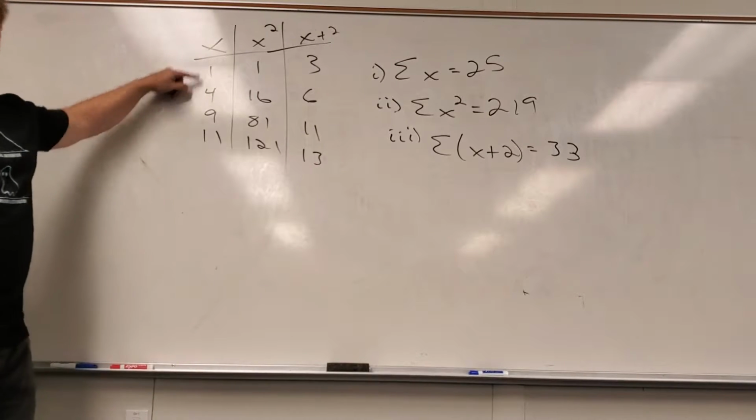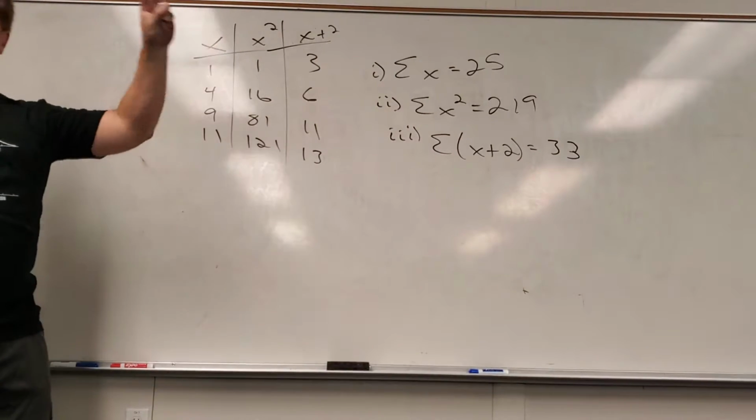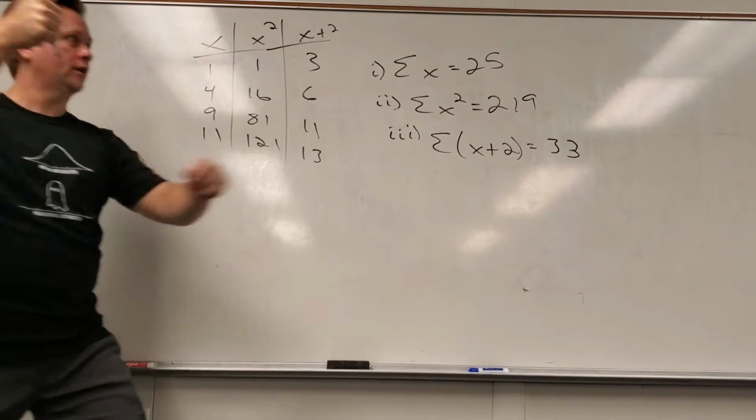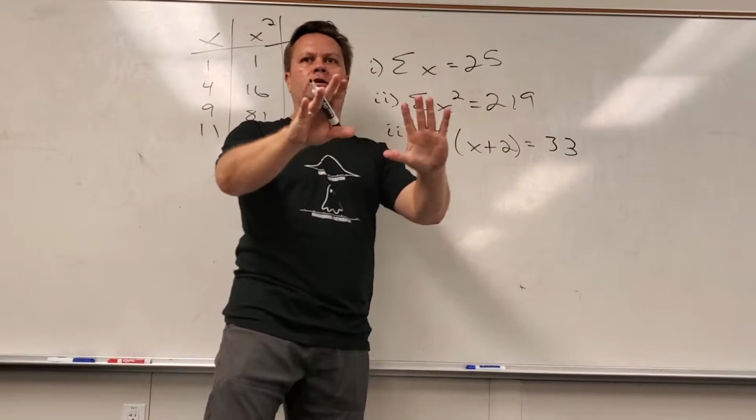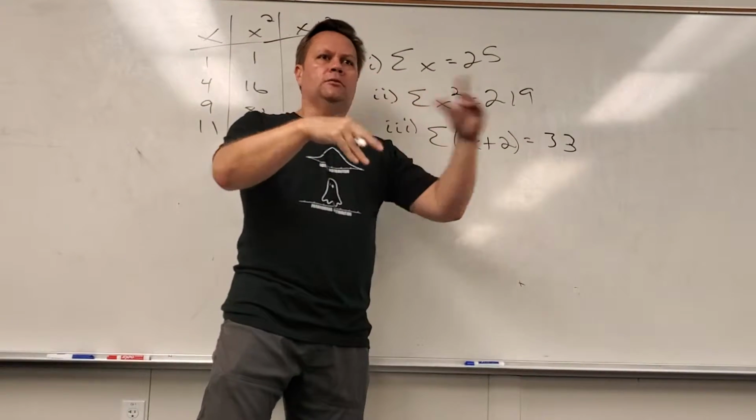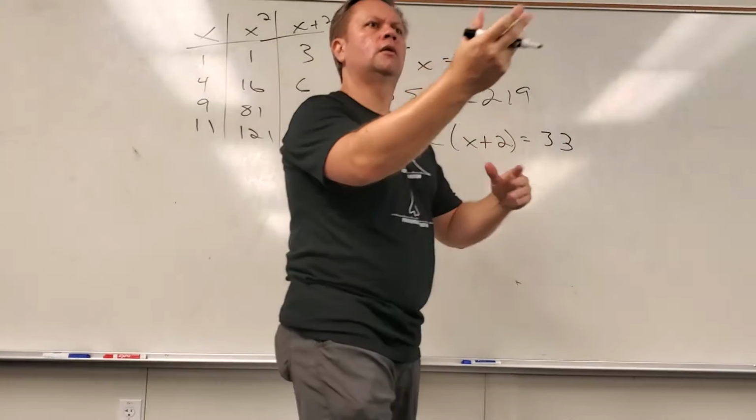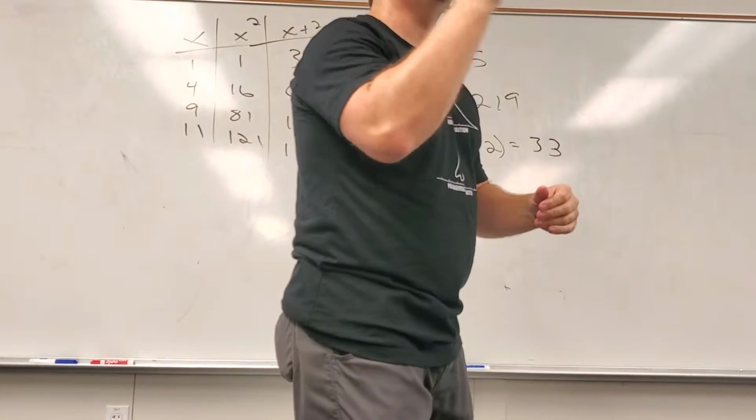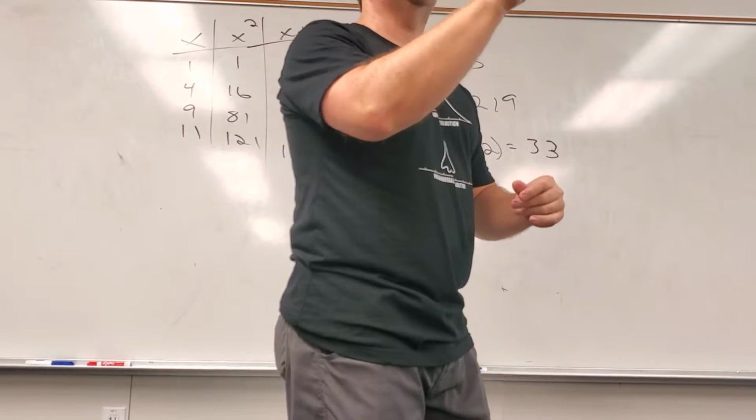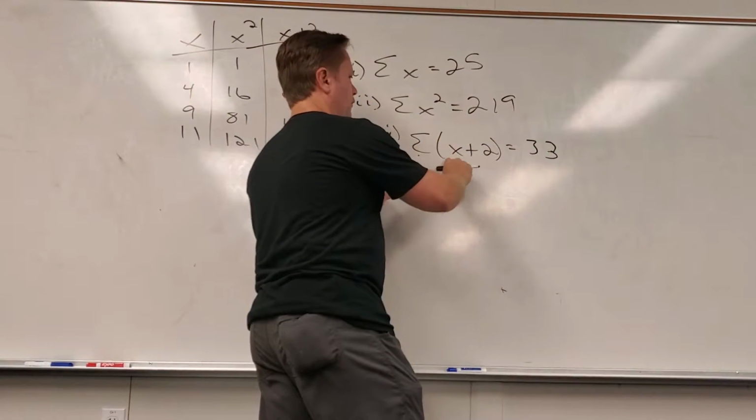Real quick, how many data points did I have? 4. I increased them all by 2, so that's a total of 8 more. 8 plus 25 is 33. And so it makes sense. Because it's in parentheses, this is the sum of a bunch of these.